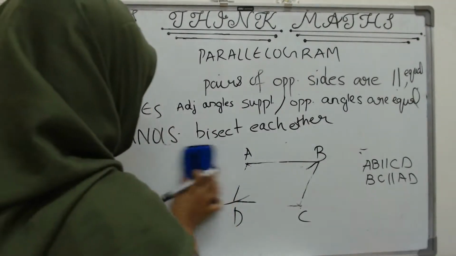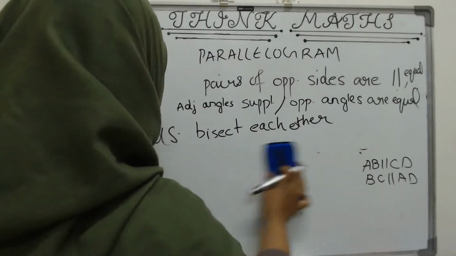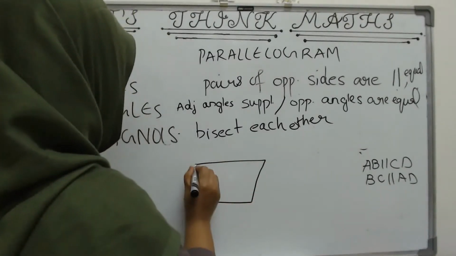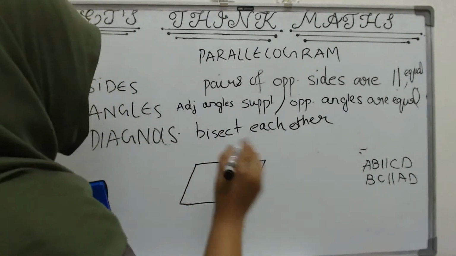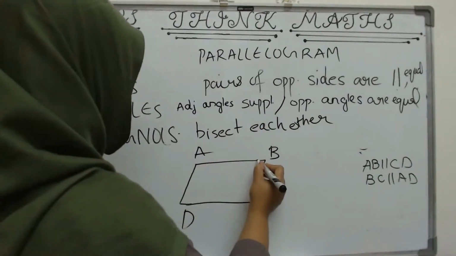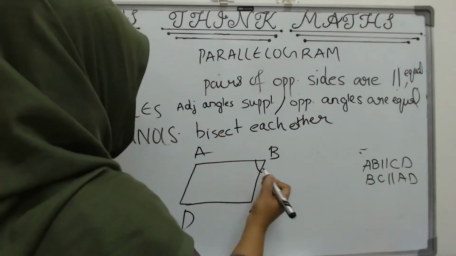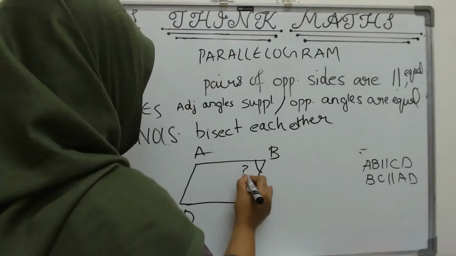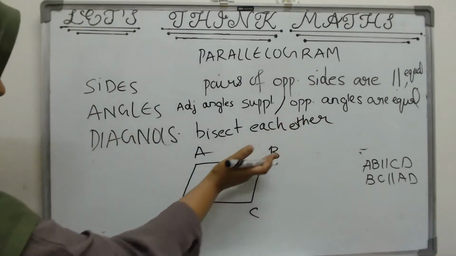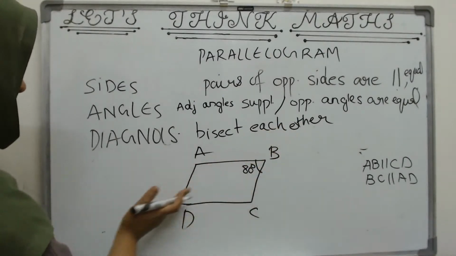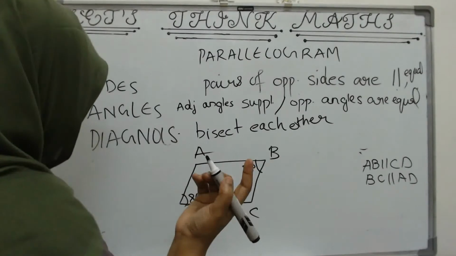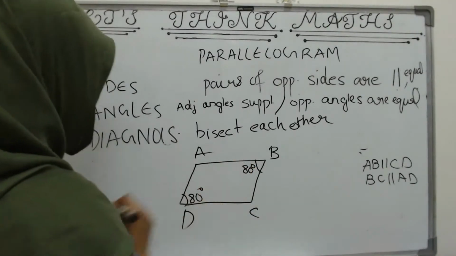Now let me ask you one question. Look at the properties of the angles, and if I give you just one angle, can you tell me the other angles? Just one angle, I will tell you. What about if this angle is say 80. Can you find all the other angles? Opposite angles are equal, which means if this is 80, this is also 80.